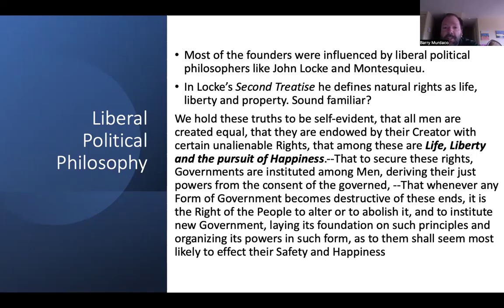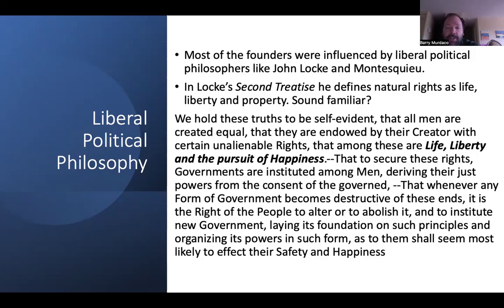So why do you think, and this is basically written by Jefferson, why do you think he changed property to the pursuit of happiness? That's something that people often puzzle about. That to secure these rights, governments are instituted among men, deriving their just powers from the consent of the governed, that whenever any form of government becomes destructive of these ends, it is the right of people to alter or to abolish it and to institute new government, laying its foundation on such principles and organizing its powers in such form as to them shall seem most likely to affect their safety and happiness.